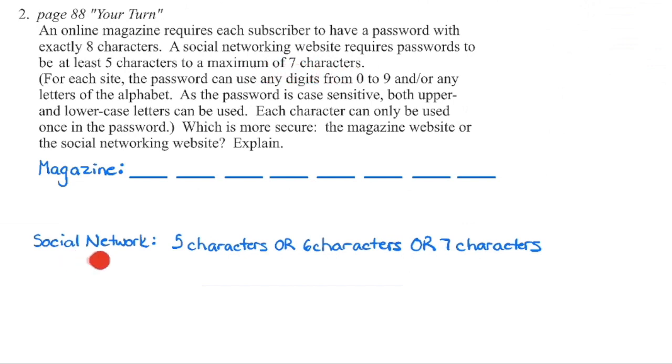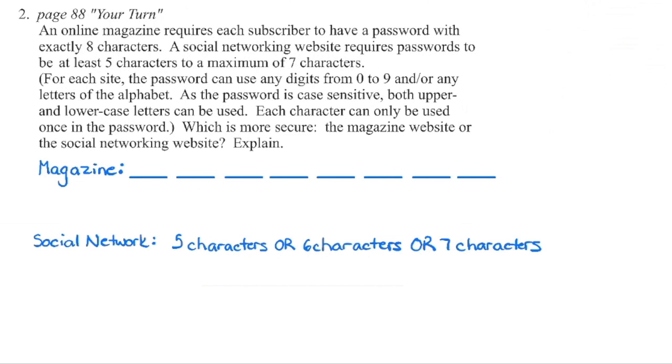So on that particular website, I can have 5 characters or 6 characters or 7 characters. And remember, in mathematics, "or" means addition. For each site, the password can use any digits from 0 to 9 and/or any letters of the alphabet. It is case sensitive, so both upper and lowercase letters can be used. Because a capital A is different than a lowercase a, that doubles the number of letters, and we have to determine which is more secure, the magazine or the social networking website.